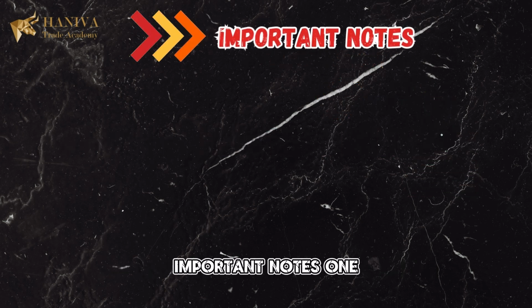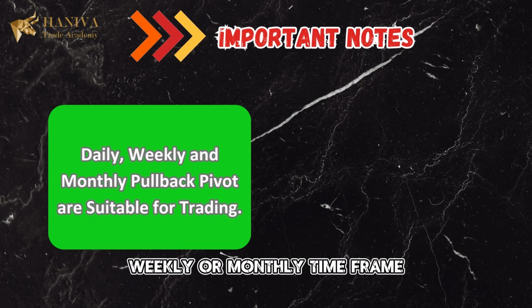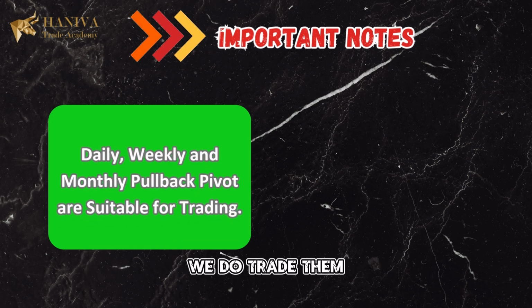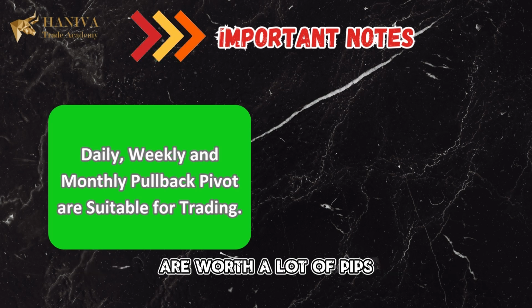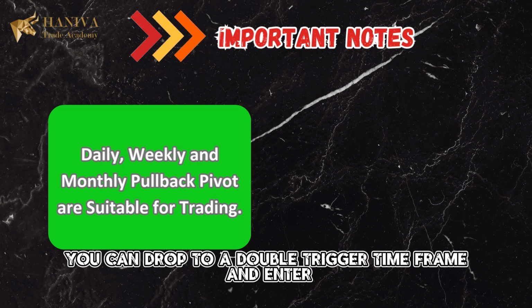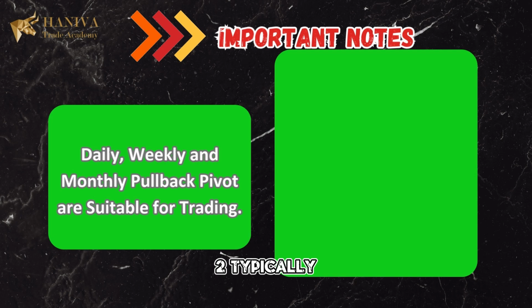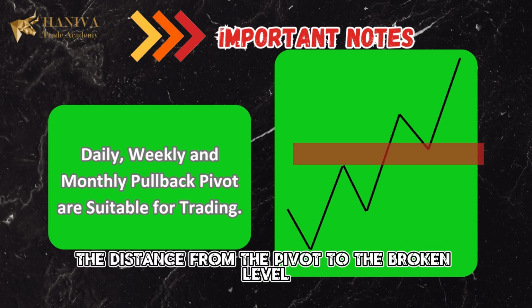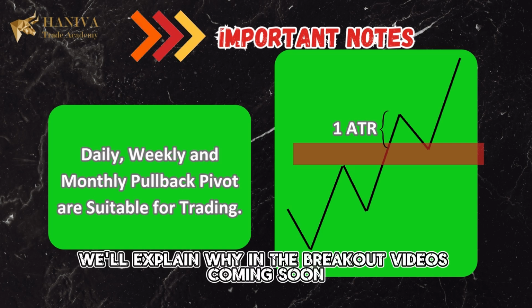Important notes: 1. If a pullback pivot forms on the daily, weekly, or monthly time frame, we do trade them. Even small reactions on those time frames are worth a lot of pips. You can drop to a double trigger time frame and enter with solid risk to reward. 2. Typically, the distance from the pivot to the broken level equals about 1 ATR of the broken level's time frame. We'll explain why in the breakout videos coming soon.